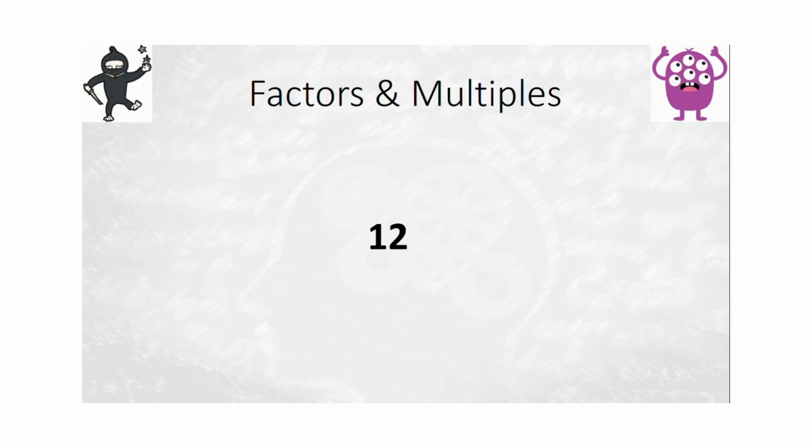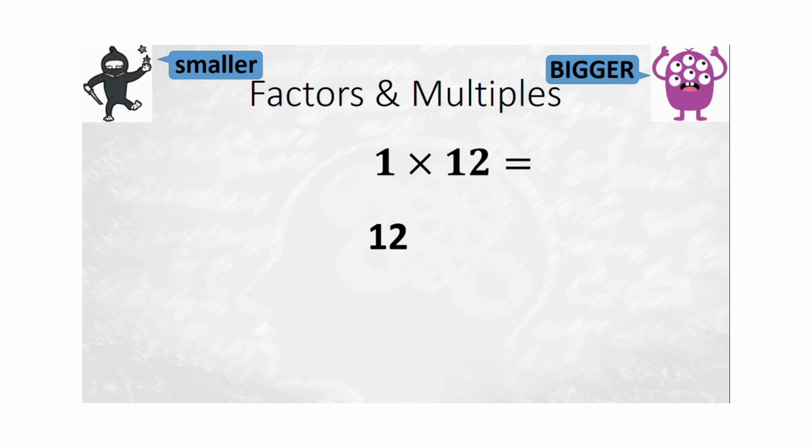So let's look at 12. The ninja makes them smaller. The monster makes them bigger. So let's look at the multiple monster. 1 times 12 is 12. That's why 12 is the first multiple. So 12 is the first multiple of 12. And 2 times 12 equals 24. So 24 is the second multiple of 12.